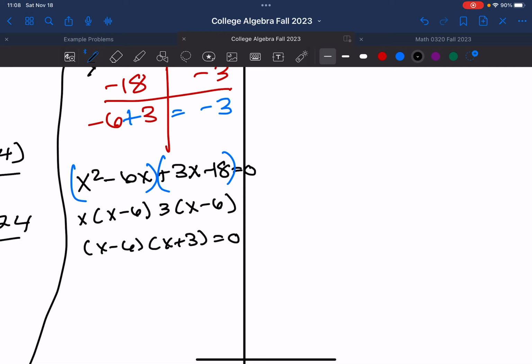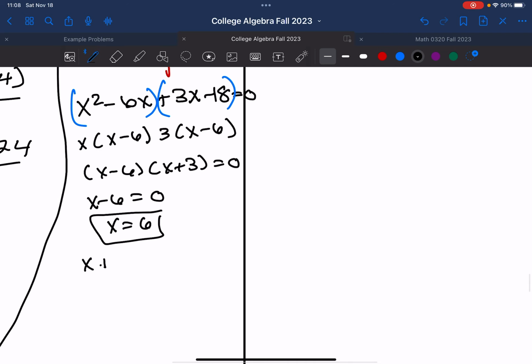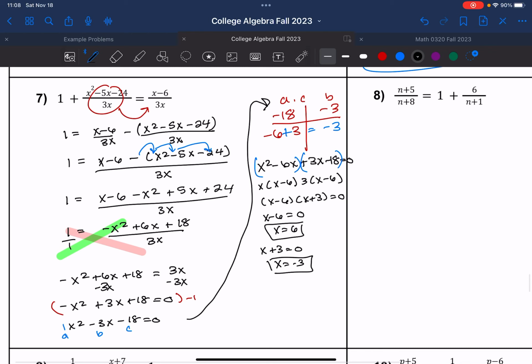I'm going to set each one equal to 0. So x minus 6 equals 0 gives me x is equal to 6. And x plus 3 equals 0 gives me x is equal to negative 3. I still need to double check that neither of these numbers will give me 0. So if I do 3 times 6, that's not 0. And 3 times negative 3, which is negative 9, which is again not 0. So that means that this time we have two answers. We have x equals 6 and x equals negative 3.